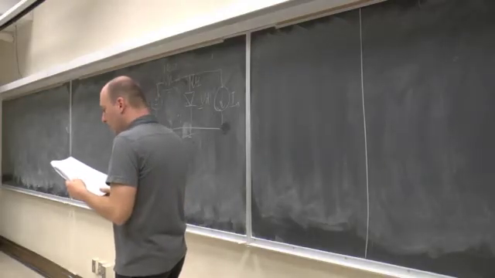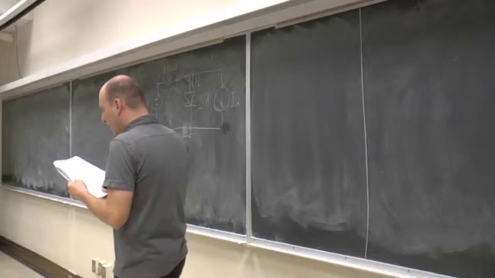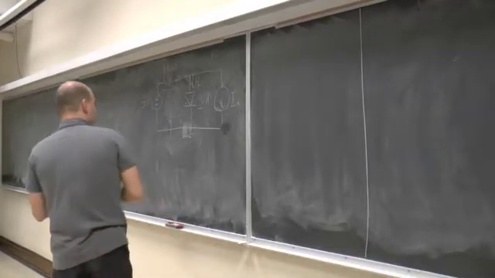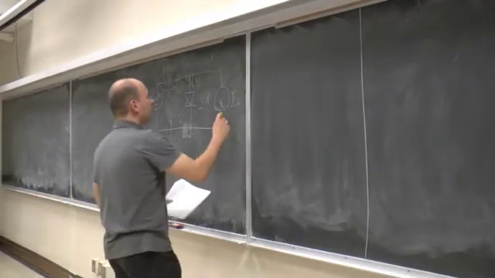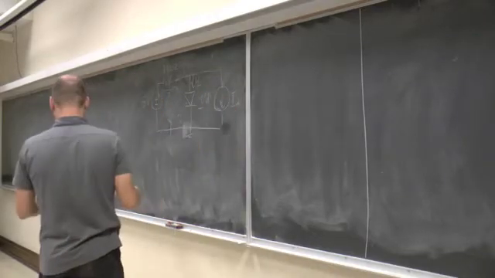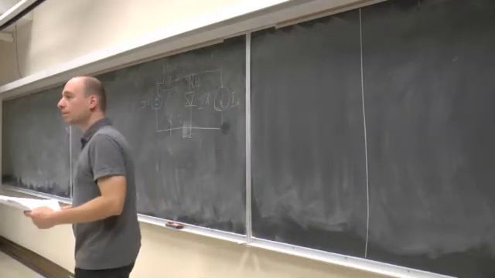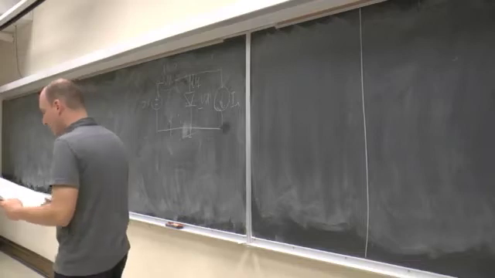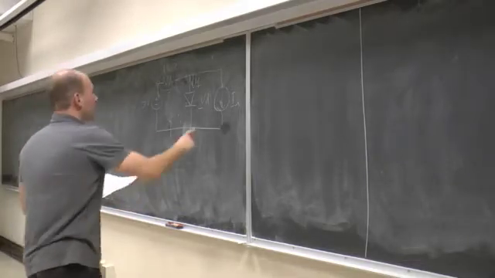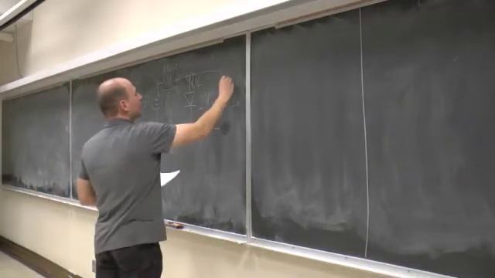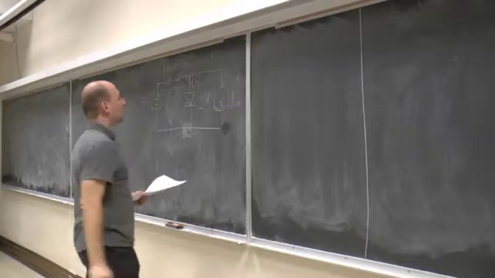Okay, so determine ID and VD for IX equals 7 milliamps, right? So IX is now 7 milliamps. Okay, so IX is 7 milliamps. We can write 7 milliamps here, right?